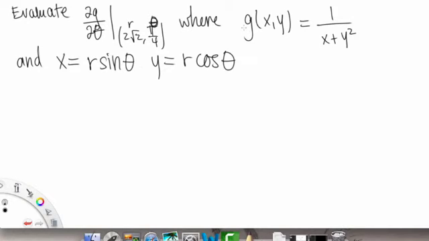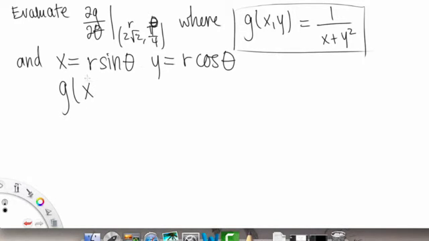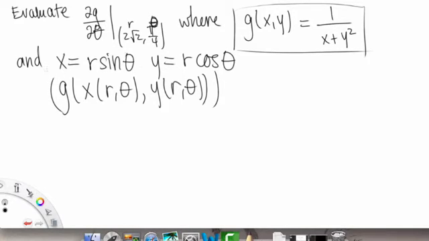So here, this is our outside multivariable function, right? This is our g of x and y, where x is a function of r and theta, and y is also a function of r and theta. So if we want to find the derivative of this composite function with respect to theta, then we'll just implement the chain rule, right? So we're going to get partial g partial x, partial theta.